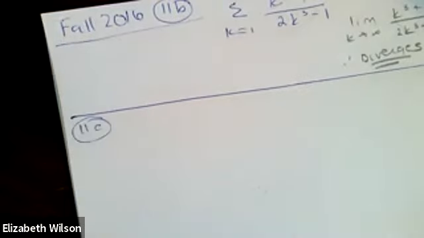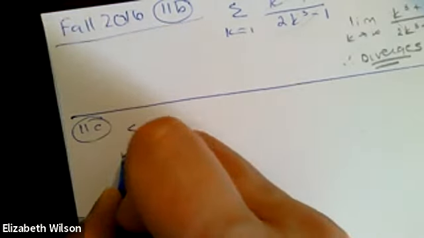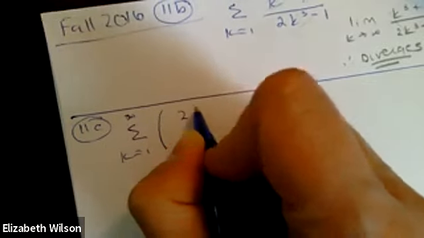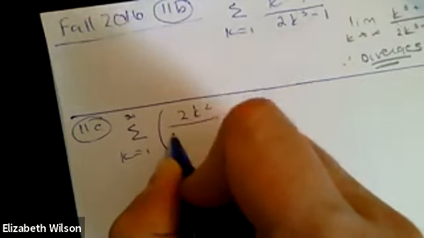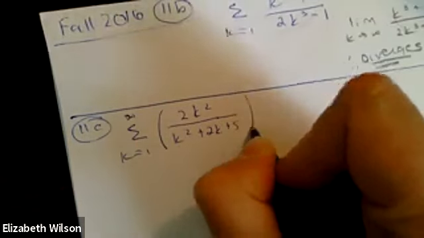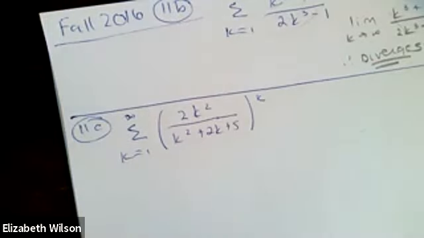Okay, 11C, I'll get the question. So 11C says the sum from k equals 1 to infinity of (2k squared over k squared plus 2k plus 5), and that's all being raised to the kth power.